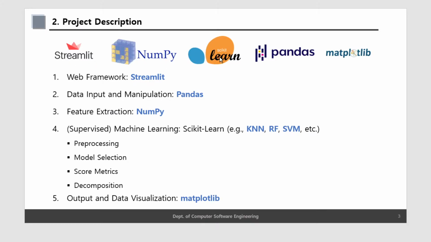For the project description, our main tools are Streamlit for the web framework and web interface, cooperating with the Python programming language; scikit-learn to develop the supervised machine learning algorithms; Pandas for data input and manipulation; and NumPy for feature extraction. Actually, both work together, as we may know. And Matplotlib is for the output and data visualization.